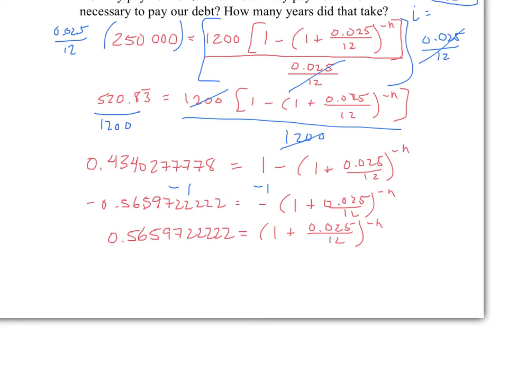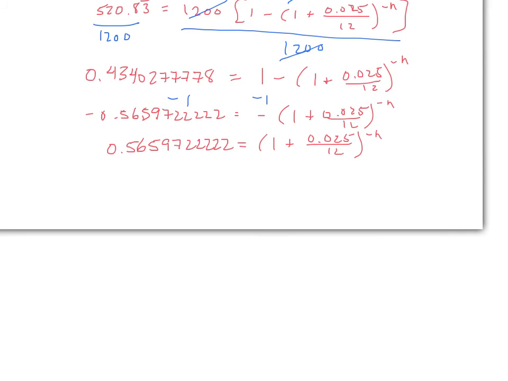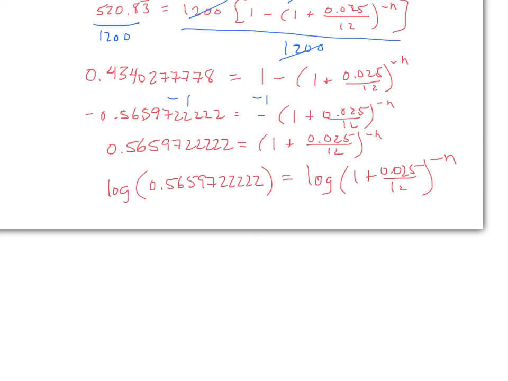Alright, so now, like I said, we've completely isolated this exponential function. So now we can use logs to drop this exponent down. So I'm going to use log on both sides. So I have log of 0.565972222 equals log of this to the power of negative n. And recall, whenever you have an exponent of an argument, that exponent can come down.